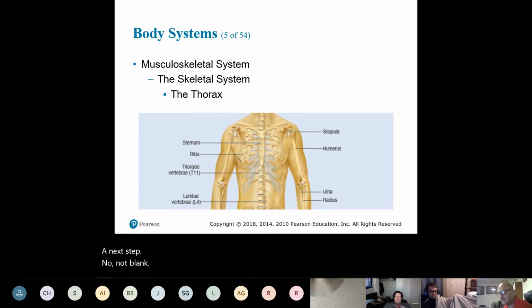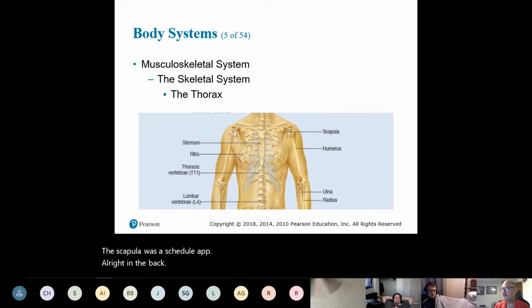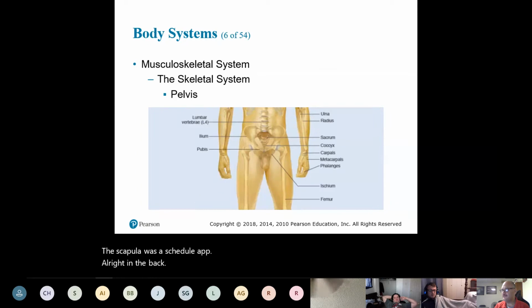Next step. So there's your thorax. We talked about the bones. So give me some of the bones of the thorax. Clavicle. All right, the clavicle. What else? Sternum. All right, the sternum. Ribs. The ribs. Scapula. The scapula. Where's the scapula at? In the back of it. All right, in the back. What else? So all the chest stuff.